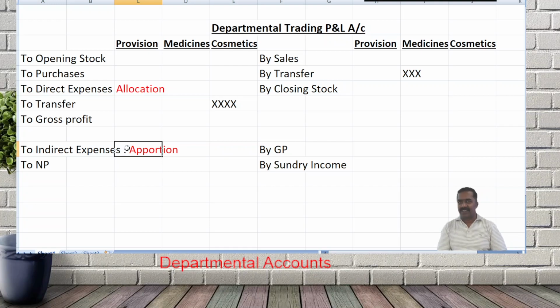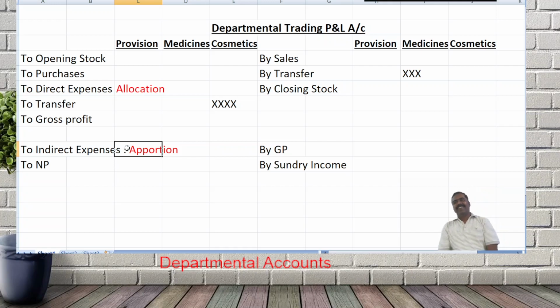Refer to the overhead chapter. Rent based on area occupied. Lighting and heating based on number of light points.